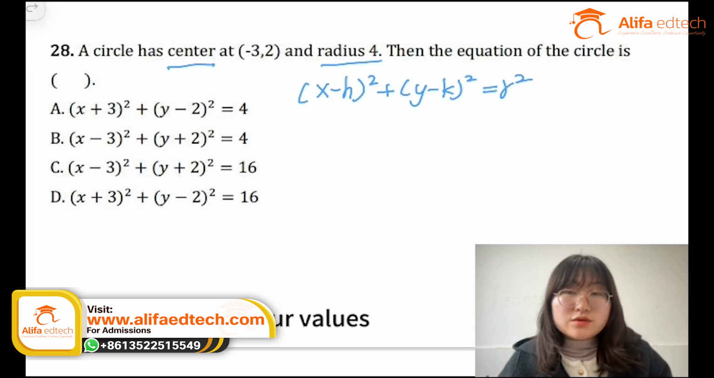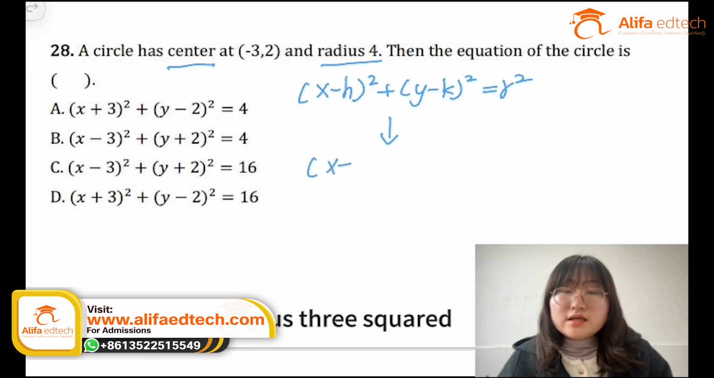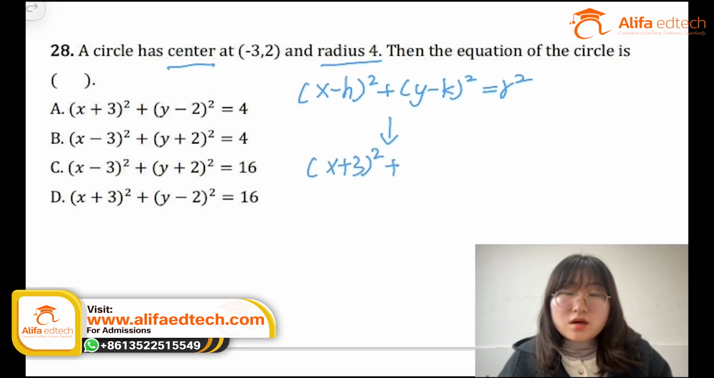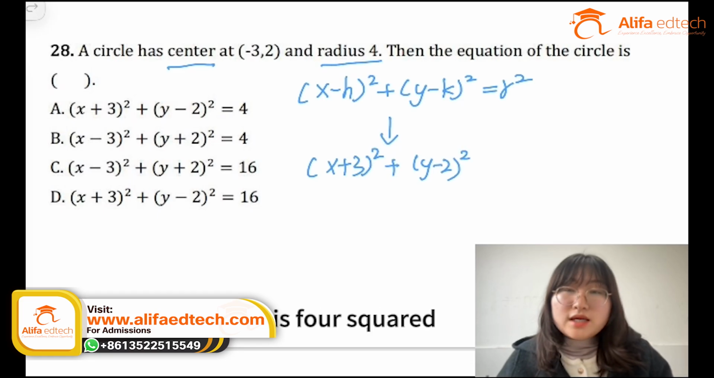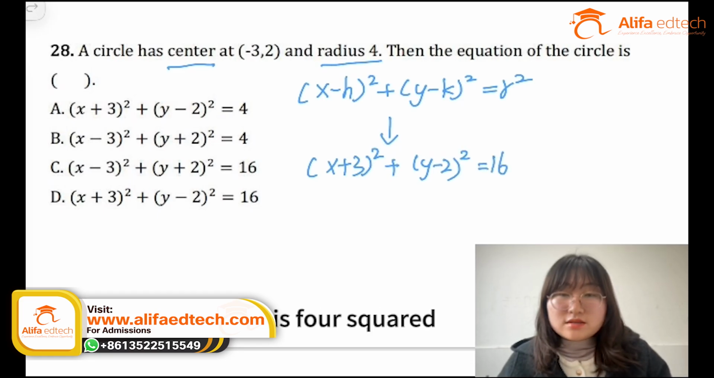Plugging in our values, we get x minus -3, which turns into x plus 3 squared, plus y minus 2 squared. Finally, the radius squared is 4 squared, which is 16. The correct answer is D.